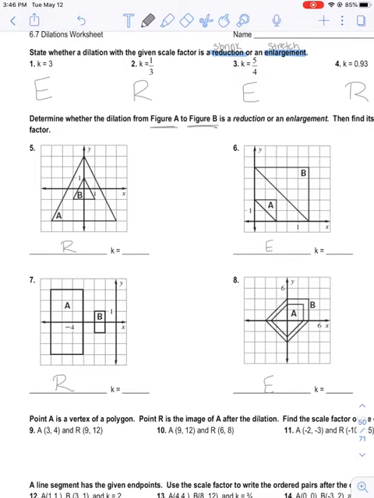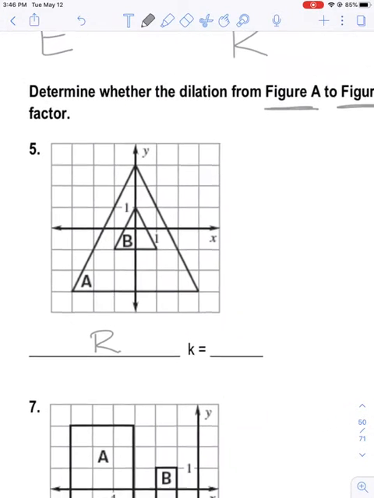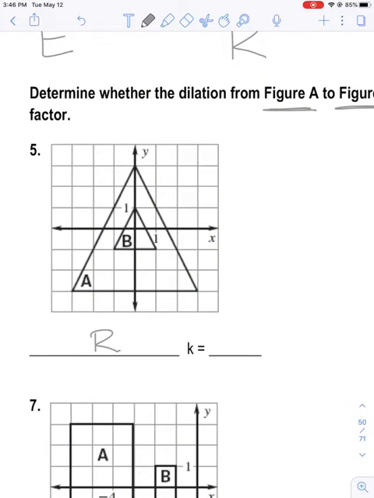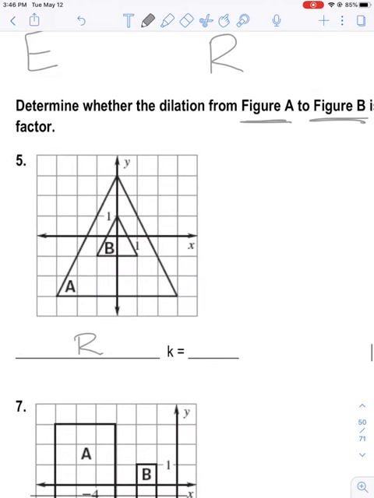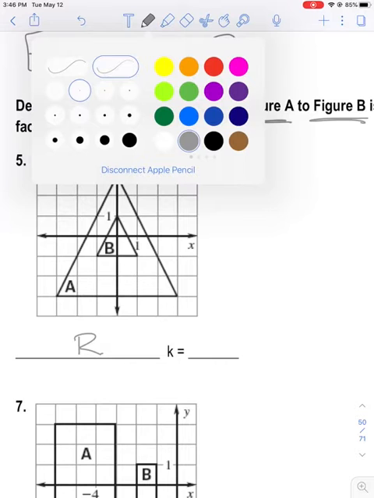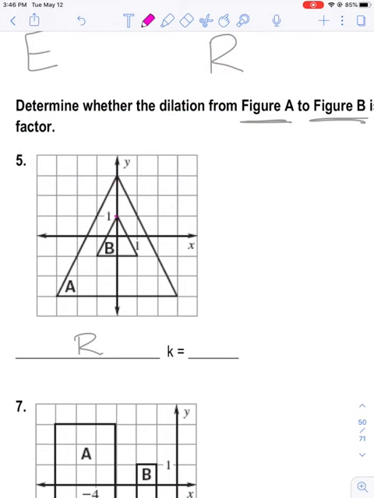The second part of this section is find the scale factor. They gave us the scale factor in problems 1 through 4, and I'm going to show you how to find the scale factor in problems 5 through 8. So the scale factor, in an enlargement problem or a reduction problem, doesn't matter, is basically what we would multiply the first set of coordinates by to get the second set of coordinates. There are many different ways you could find it. But basically we want to find a corresponding point.